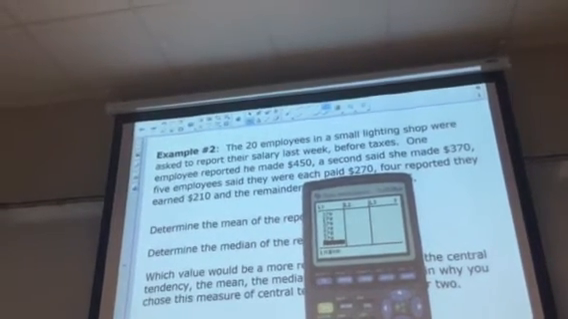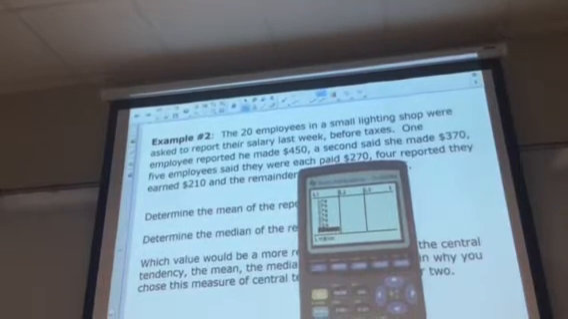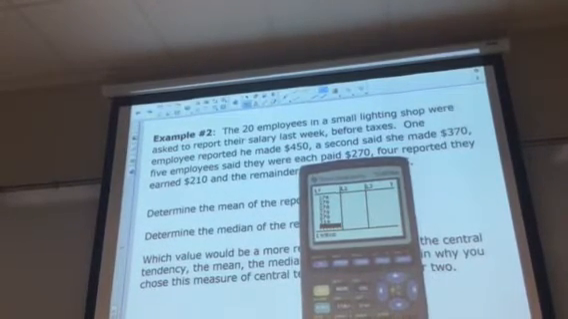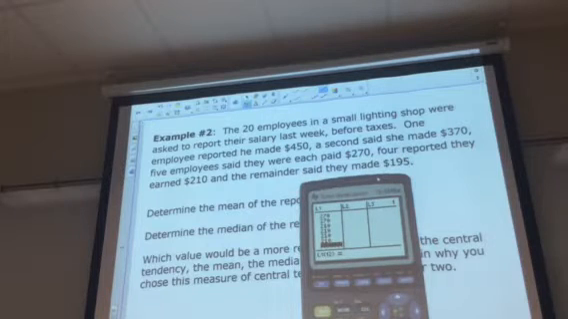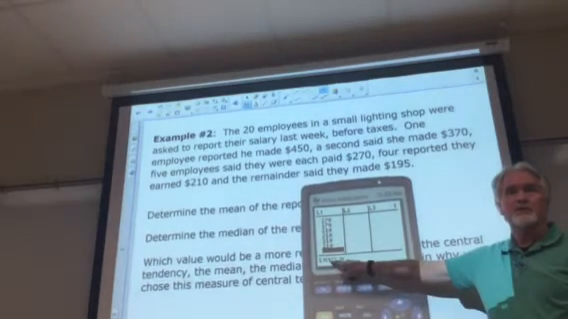What else did you observe? 210. How many people had that salary? 4. So there's the second, there's the third, there's the fourth. And now what other salary remains? And how many of those are there going to be? The remainder. But how many total are there? So is this a useful piece of information to be able to see?